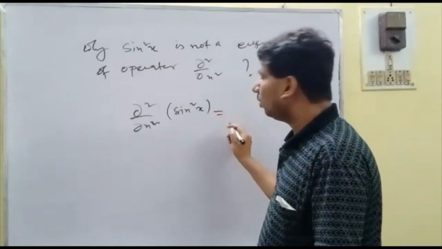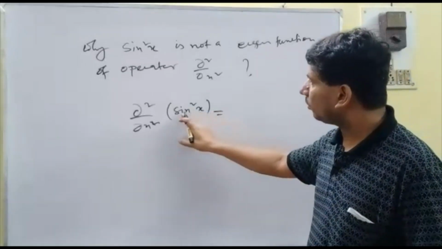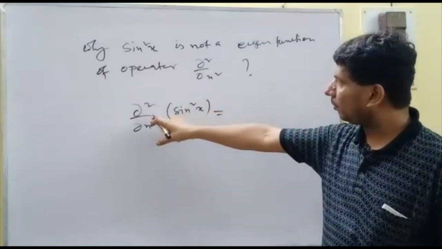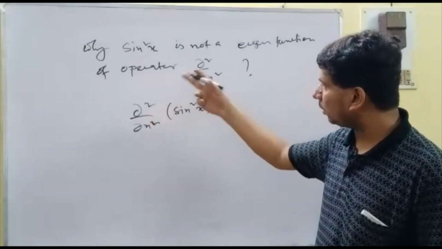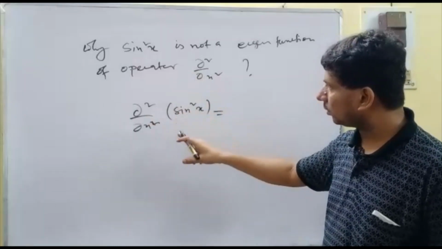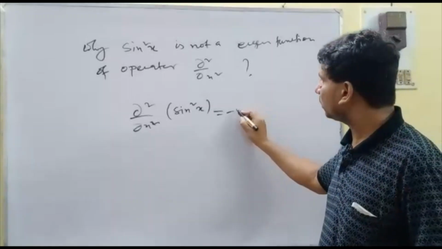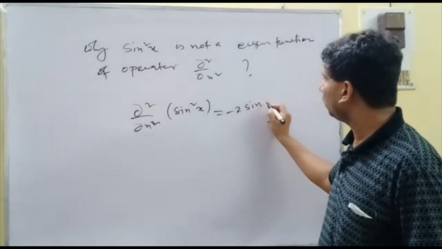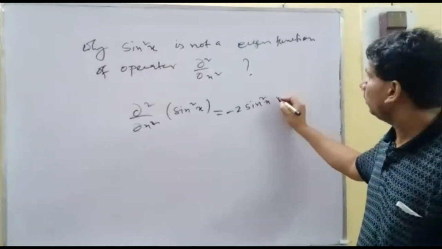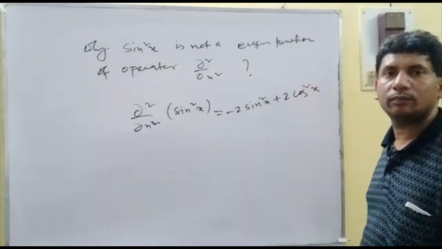Equal to 2 sin square x. If we take the first derivative, that is sin square, cos square, then again minus sin square, that is minus 2 sin square x plus 2 cos square x. Clear?